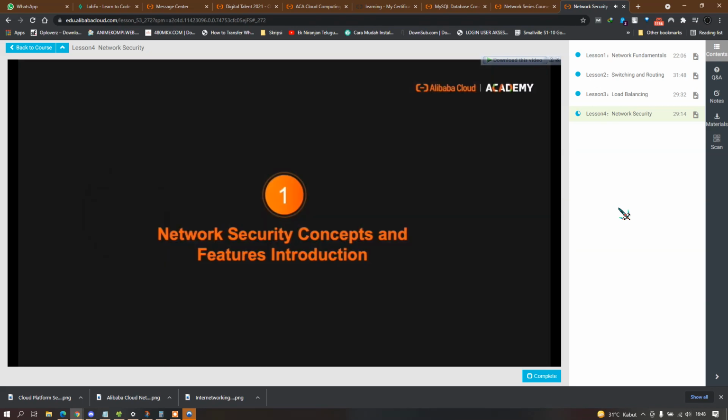So for the first section of today's course, we're going to learn about the network security concept. Here we will learn some commonly used concepts in the network scope. What are the common concepts that are widely used in the network industry?